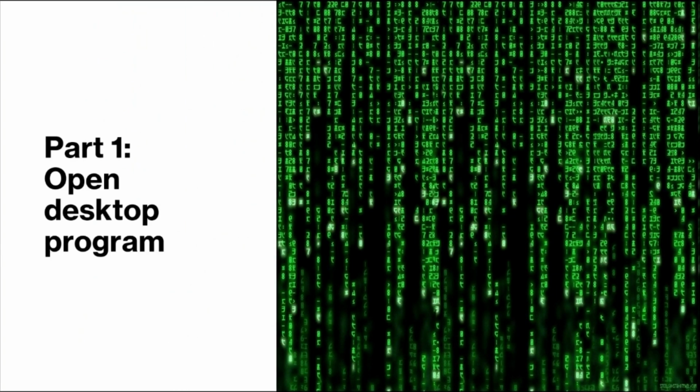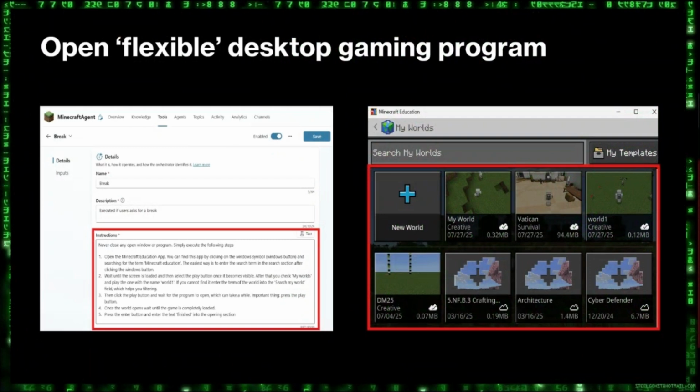The first example that we have is we open a desktop program, so basically Minecraft that is installed on my computer, and want to open a specific world. But when you're doing that, there are a couple of things you have to be aware of.